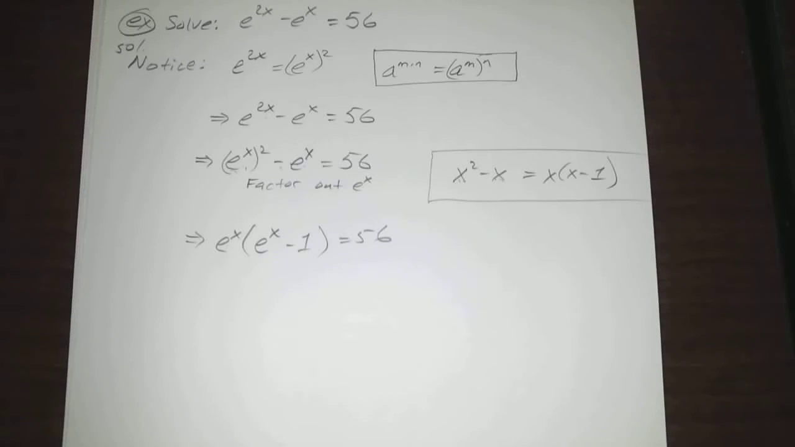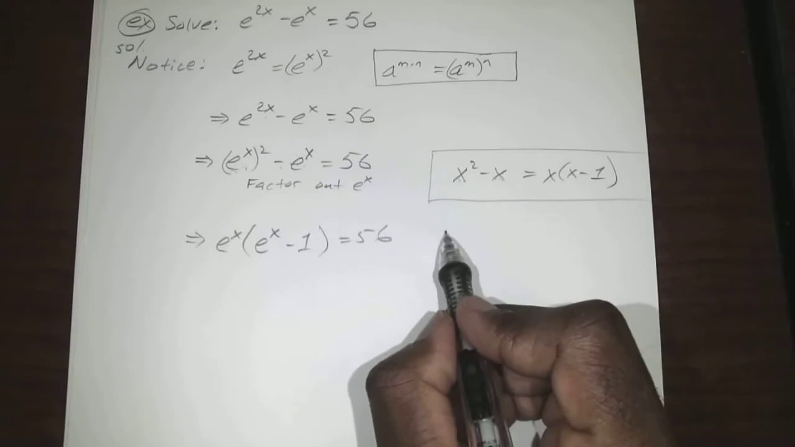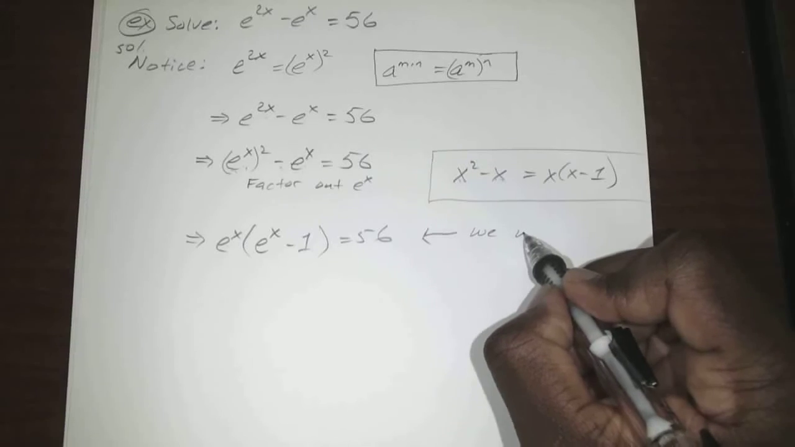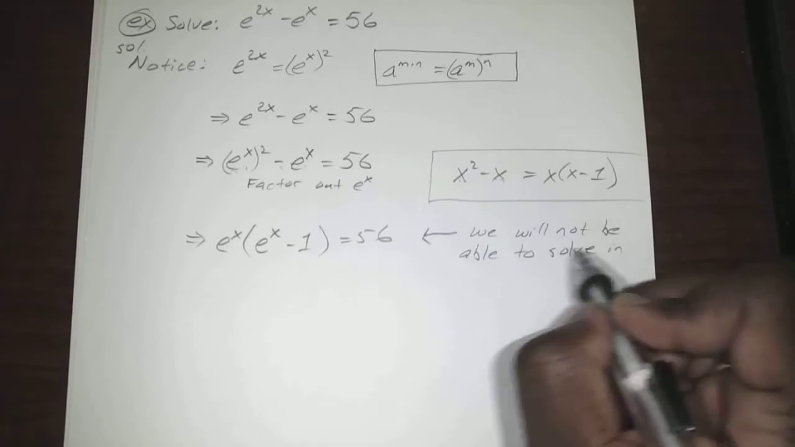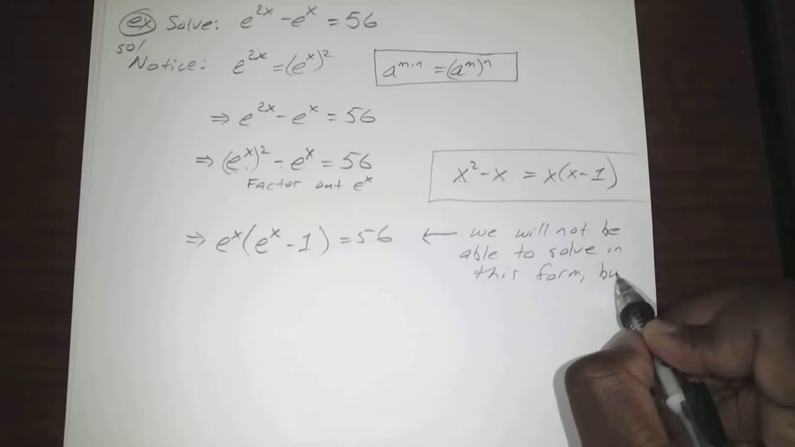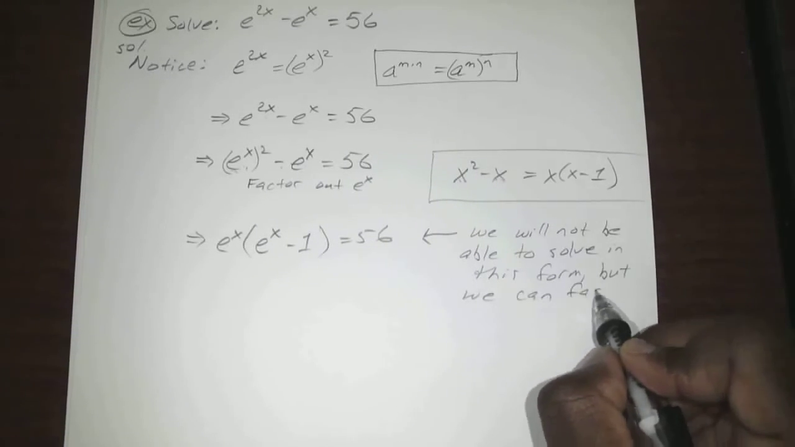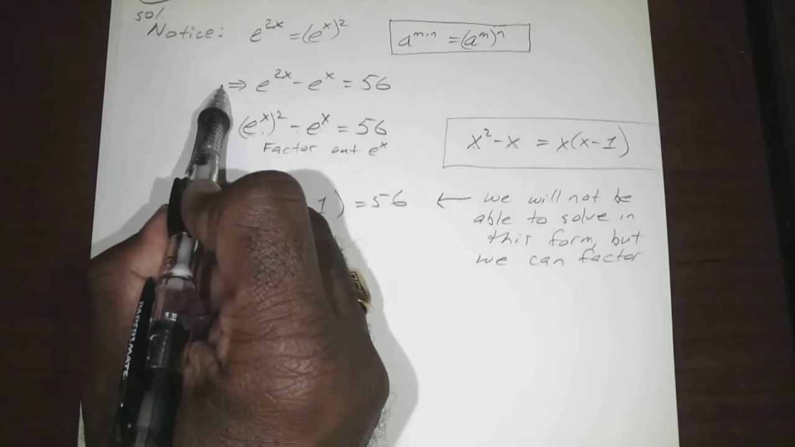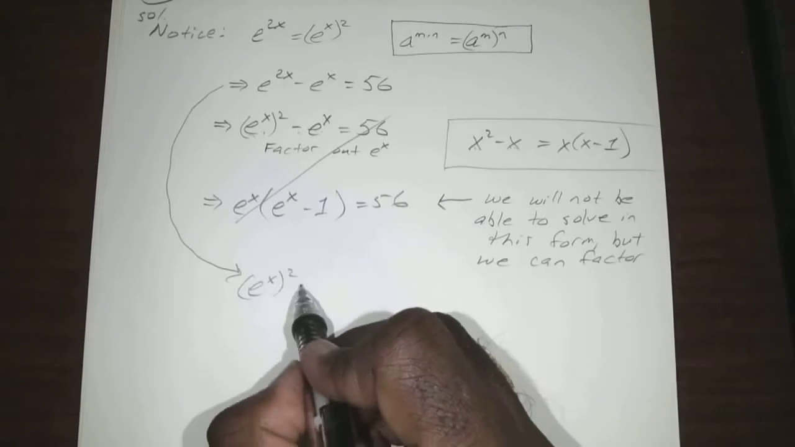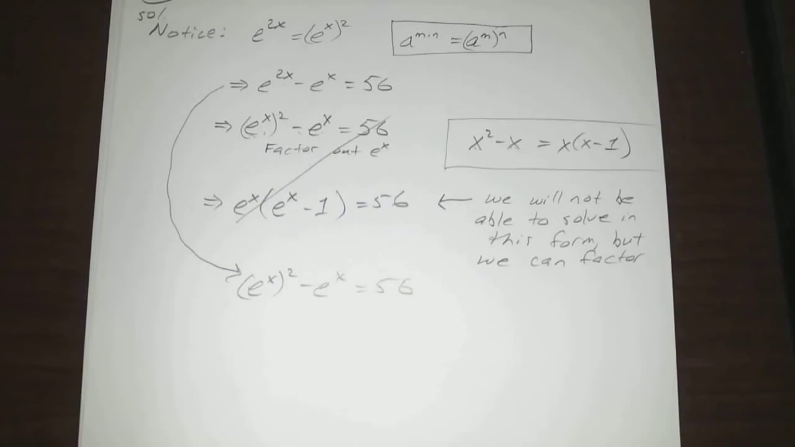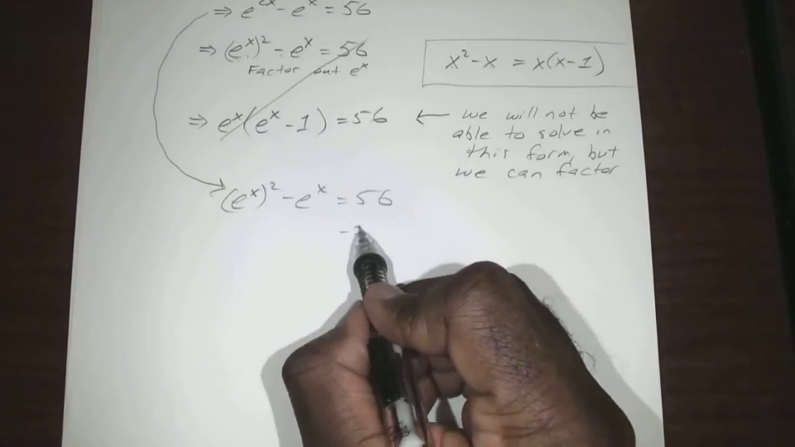Okay. Now there are actually two different ways to do this one. This way is somewhat different, but the easier way would probably be to just use regular ordinary factoring. But we can factor. Okay, so let's say if we decide, instead of using that form, we say e to the power of x squared minus e to the x equals 56. Let's say we subtract 56 from both sides.